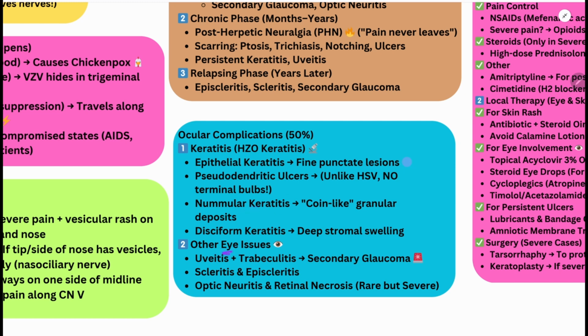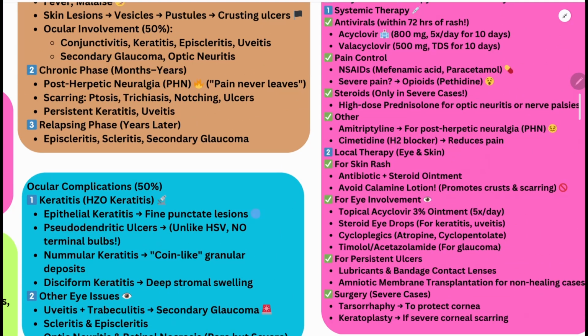And other eye issues are uveitis and trabeculitis. There will be inflammation of the uvea, which contains iris, ciliary body and choroid, and in trabeculitis there will be inflammation of the trabecular meshwork. Because of the inflammation in the trabecular meshwork, there will be stoppage of the outflow of the fluid, which leads to secondary glaucoma, and scleritis and episcleritis and optic neuritis and retinal necrosis can be seen in HZO keratitis.